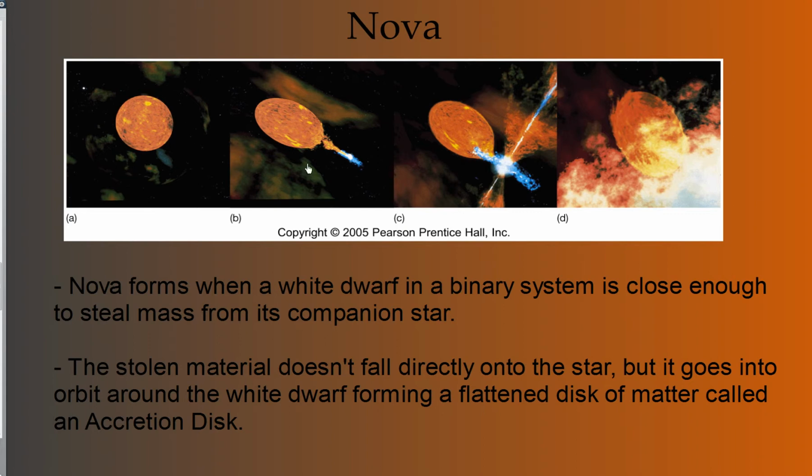Here's another sort of picture of that. And as it's stealing material, a nova forms. A nova is a very bright increase, not quite an explosion yet per se, but a very bright increase in brightness. So a nova forms when a white dwarf in a binary system is close enough to steal mass from its companion star.